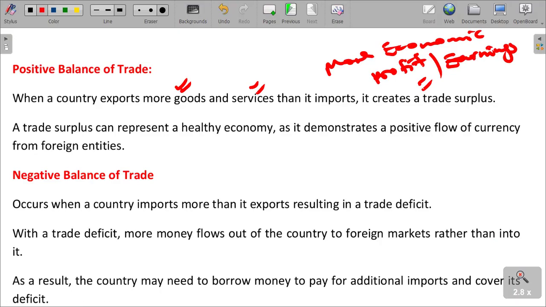So a trade surplus can represent a healthy economy. That is one thing that we are talking about. Like I said, this is money entering into the reserves. This is money that is entering into the economy of South Africa. So it demonstrates positive flow of currency from foreign entities. Like we said, it shows an injection of money, an injection of income into the economy.